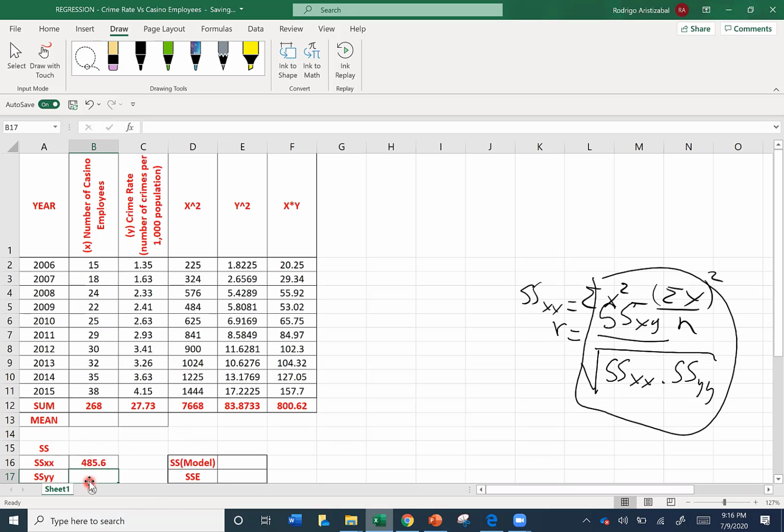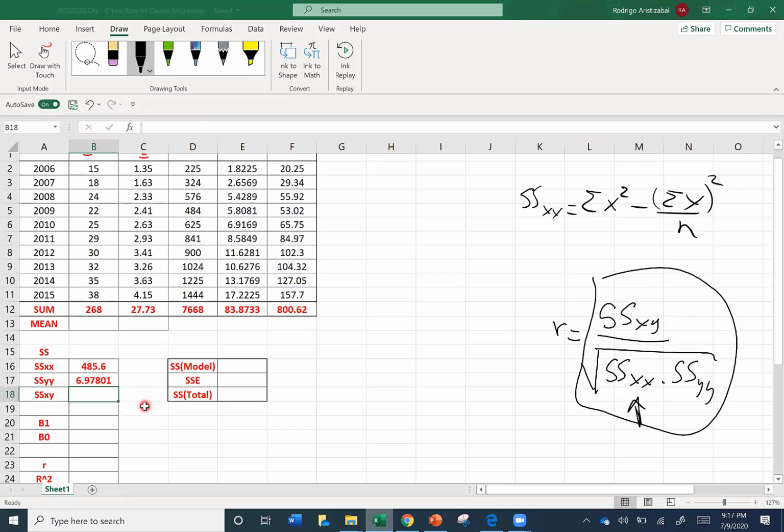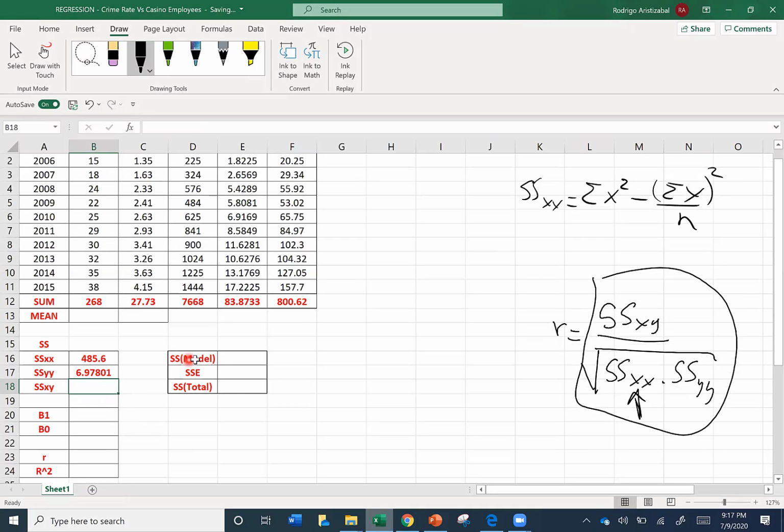For y, remember, the sum of squares of yy is equal to the sum of all y squared minus the sum of all y raised to the second power divided by 10. And the sum of all xy is located here. The sum of squares of xy, excuse me, we need to start with equal: the sum of all x times y minus the sum of all x times the sum of all y divided by 10.